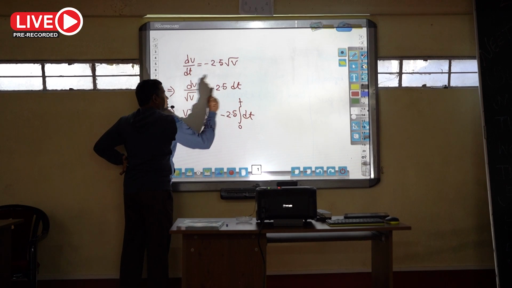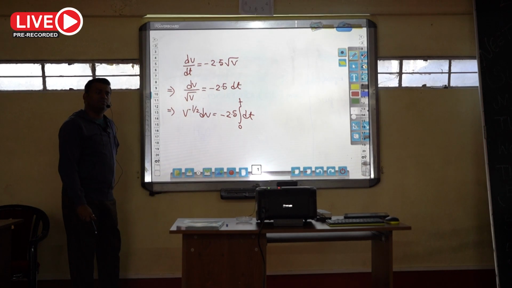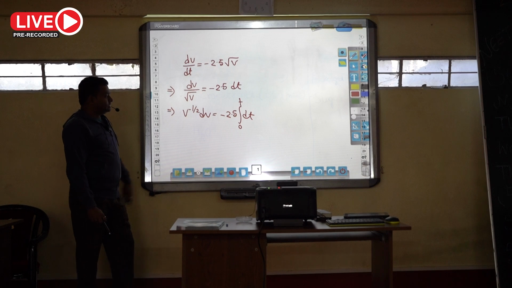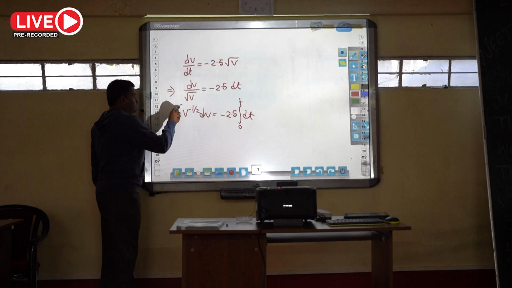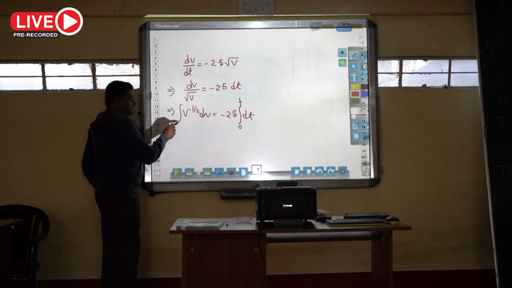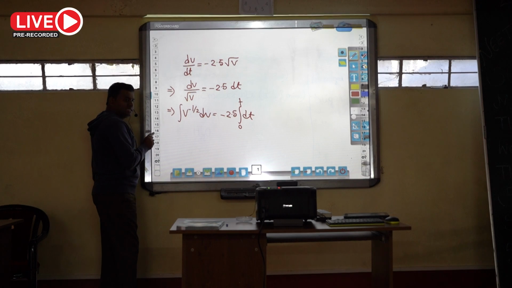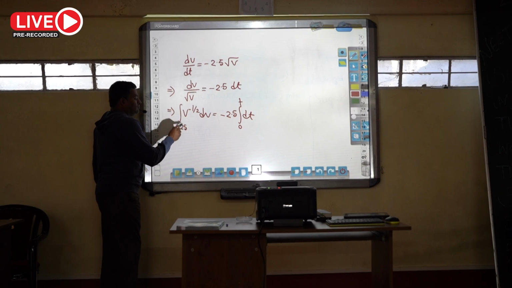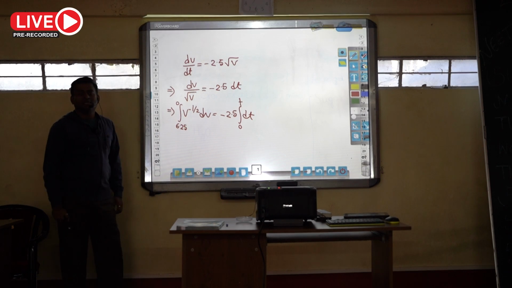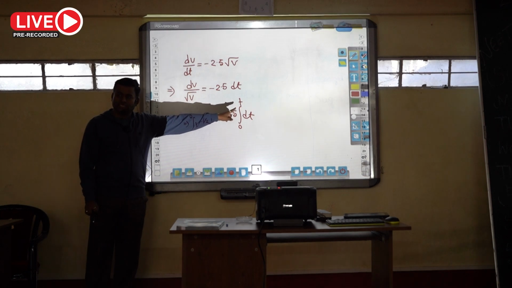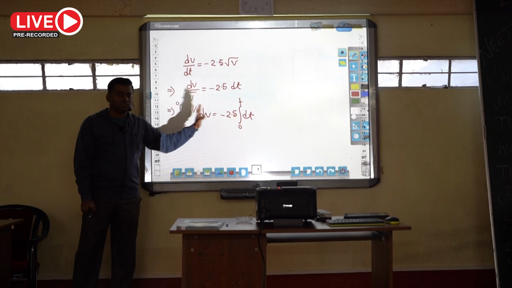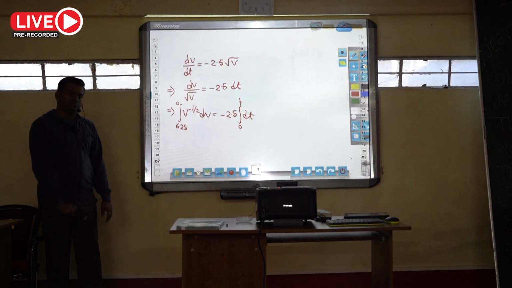The limits 0 to t mean within how much time the velocity will become 0, that I have to find out. Initial time is 0, final time is t after some time. Initial velocity is 6.25, final velocity is 0, because it is asked after how long the particle will come to rest. Clear? So this integration you have to perform.